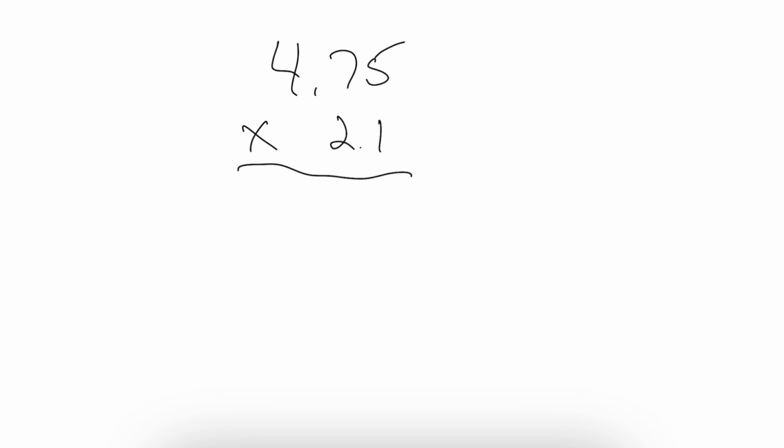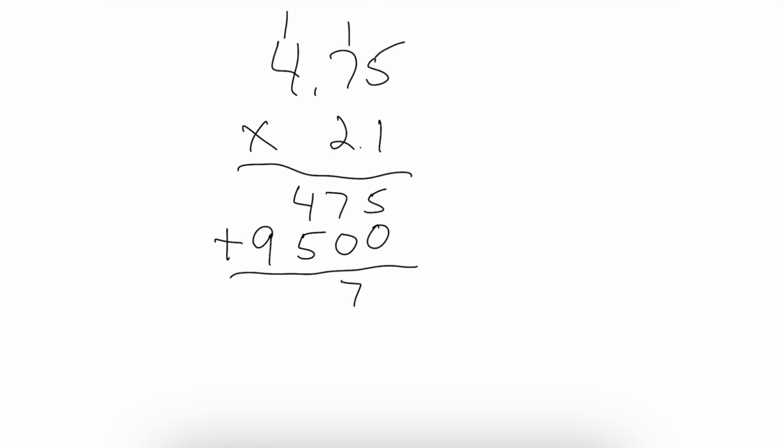Next we have 4.75 times 2.1. So 1 times 475 is 475. We'll add a 0 to go to the next line. 2 times 5 is 10, so there's a 0. Carry the 1. 2 times 7 is 14, plus 1 is 15, so 5. Add a 1 up here. 2 times 4 is 8, plus 1 is 9.